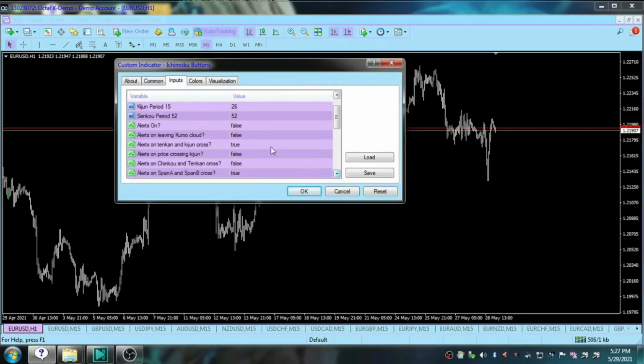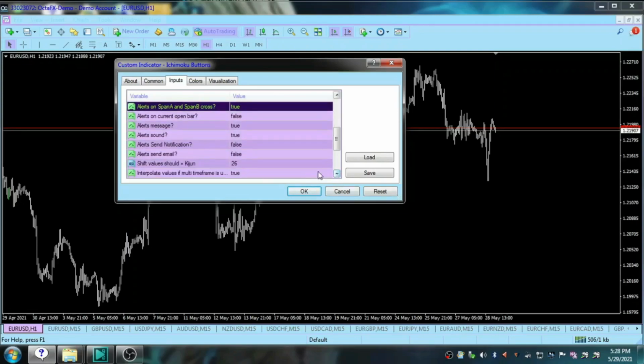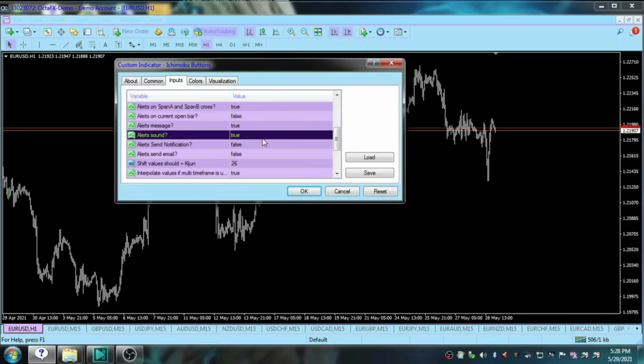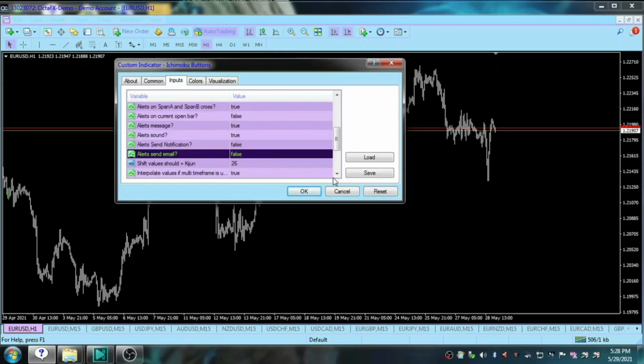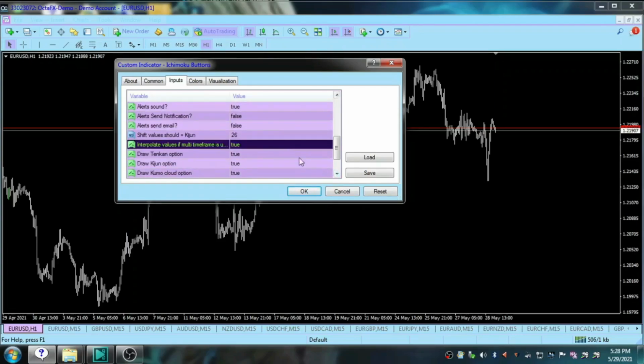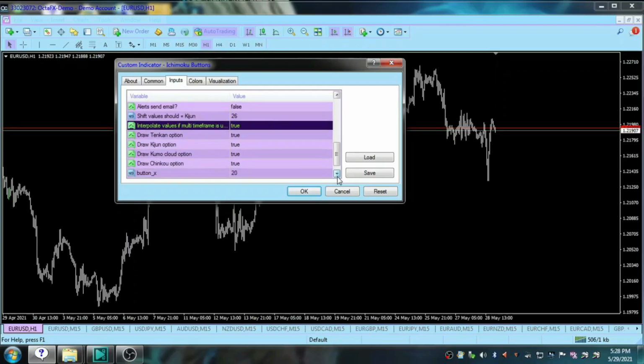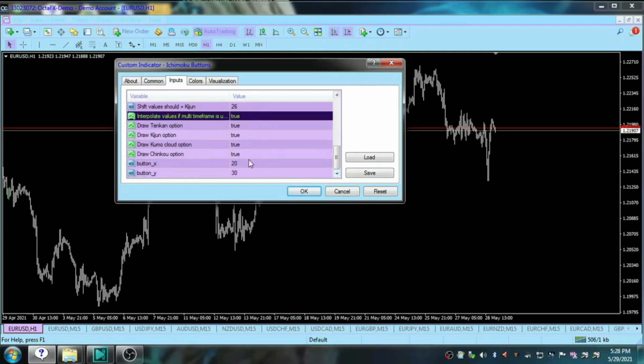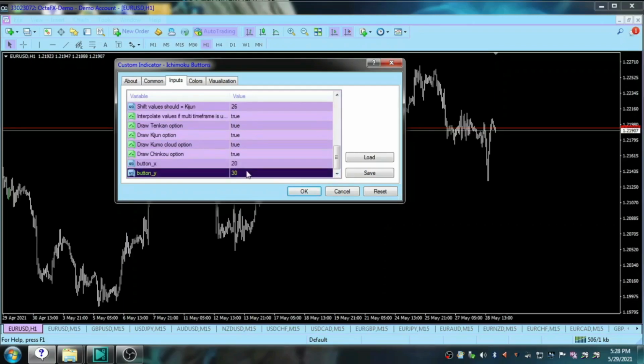There are alerts for price leaving the Kumo cloud, Tenkan and Kijun cross, price crossing Kijun, Chikou span A and Chikou span B cross. You also have the notification function and an email function, so alerts can be sent through email. You can also have the interpolated values of the multi-time frames used by you. Also you can have the button anywhere on the chart as you wish.